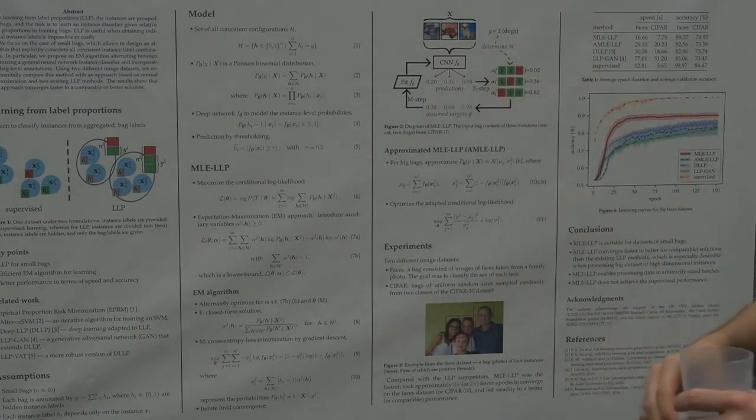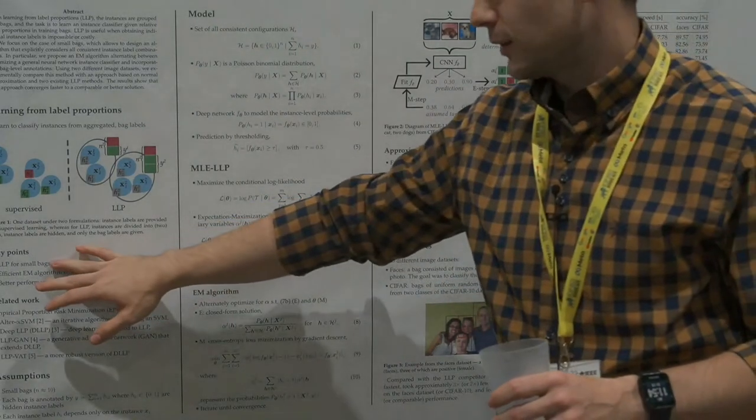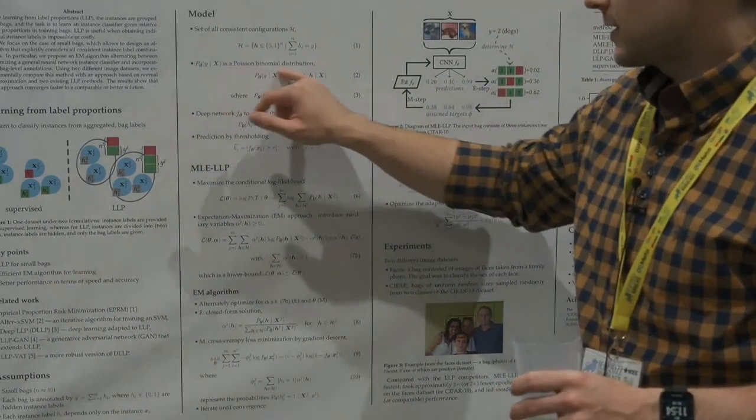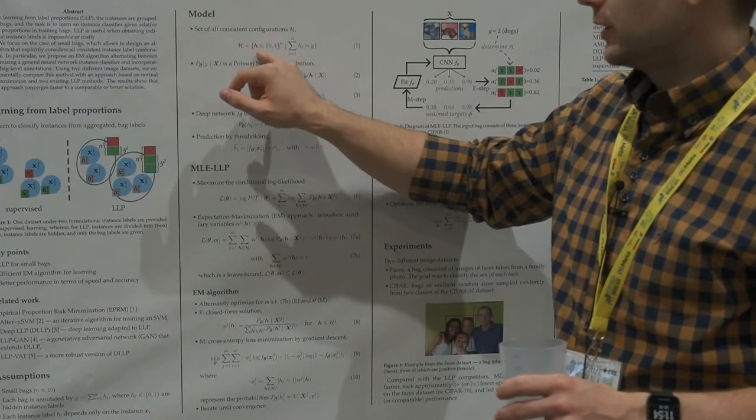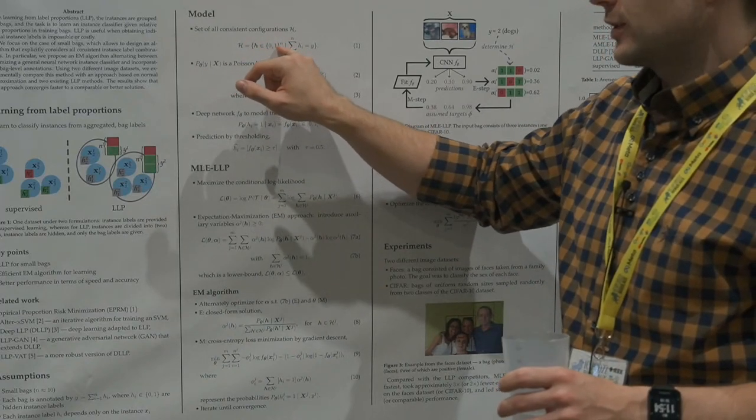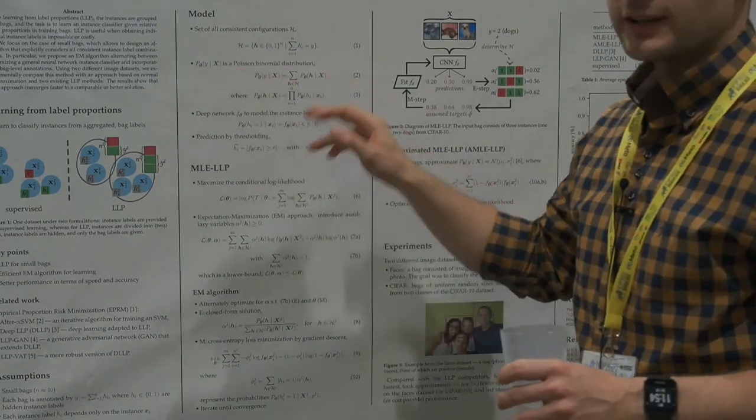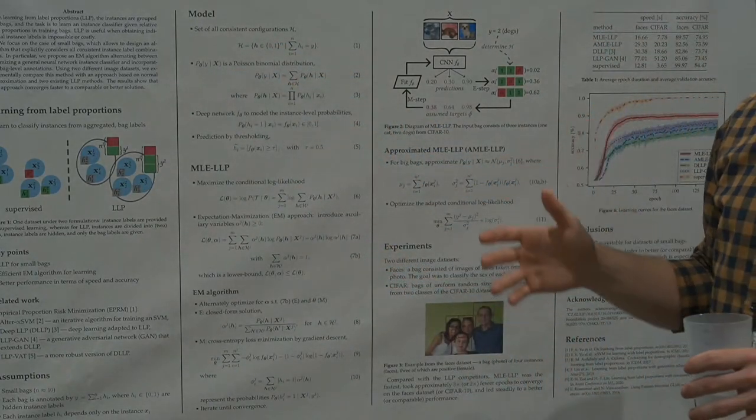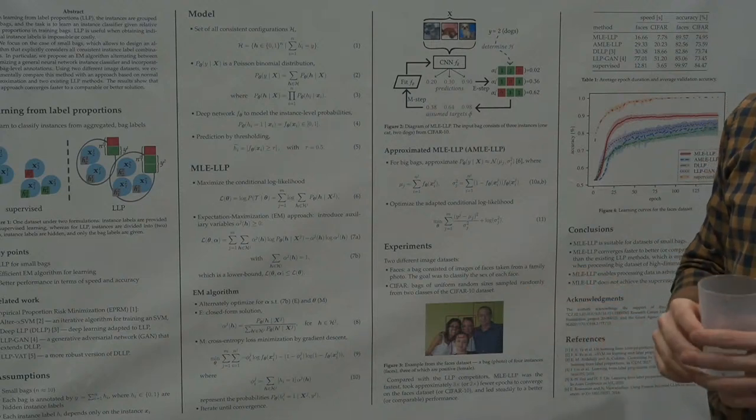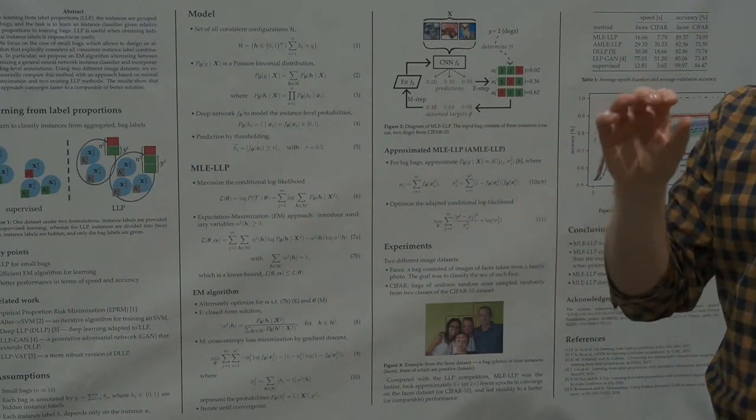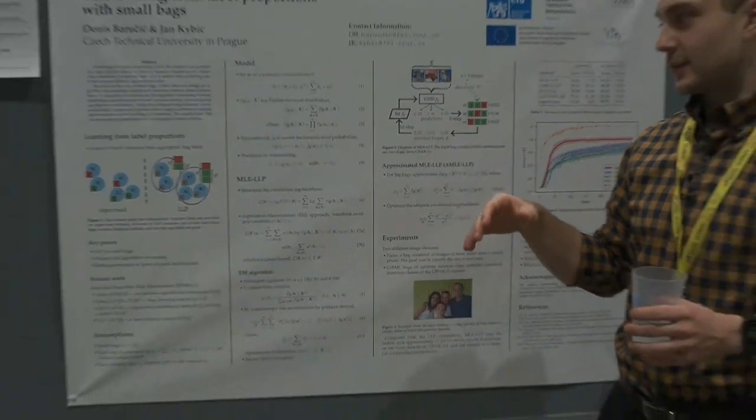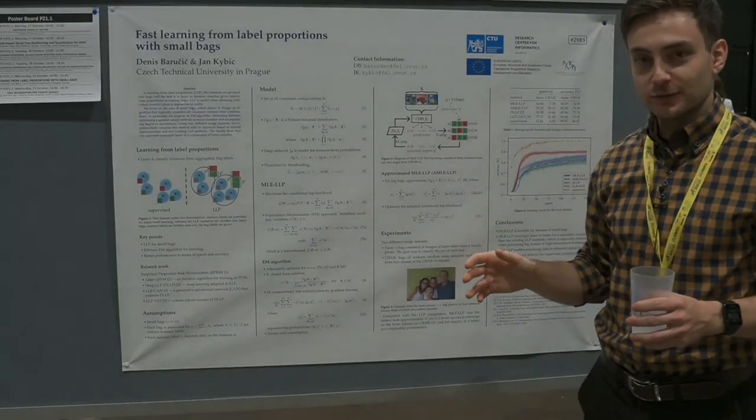The downside of that algorithm is that it really works only for small bags, because of the Poisson binomial distribution: the number of consistent configurations grows exponentially with the bag size n, and it becomes intractable for even, you can say, moderately sized bags. In my experiments, 12 instances per bag is good, 13 is way too much.